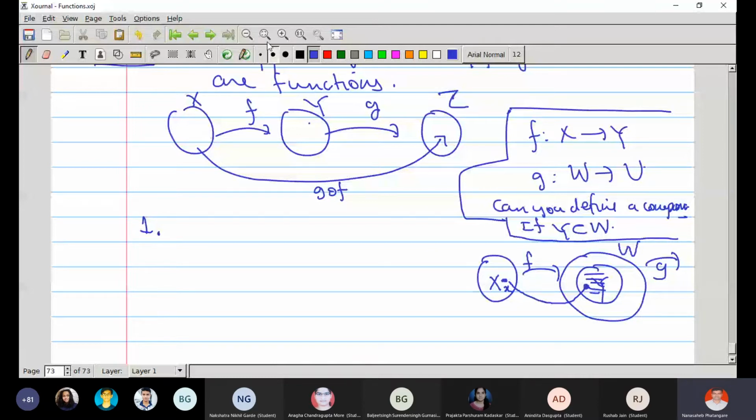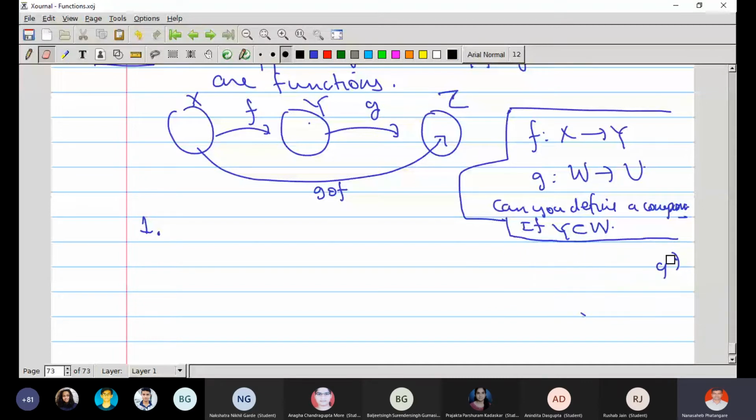But right now don't worry about this. This is not essential at this point. The only thing is we can think about a composite function if the codomain of the first function is inside the domain of the second function. That's the point, we are assuming the simple situation here. But other than that, what can you think, what questions can you raise?